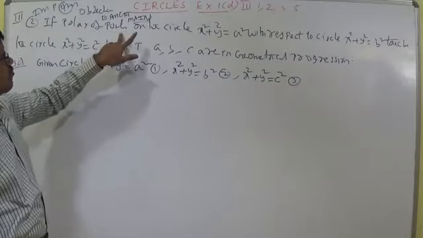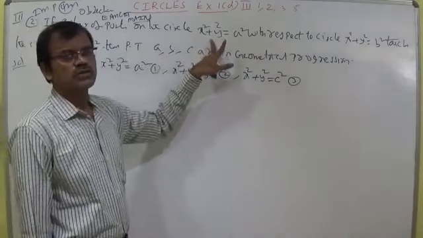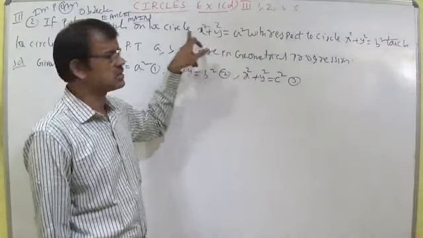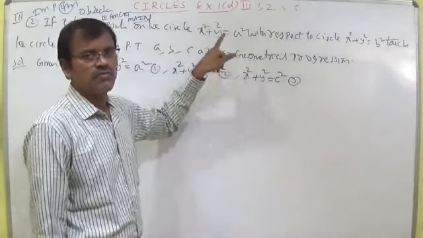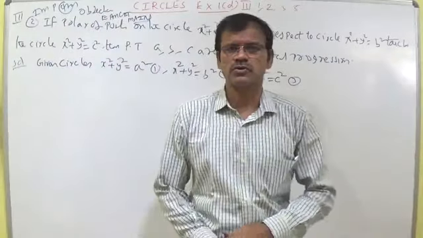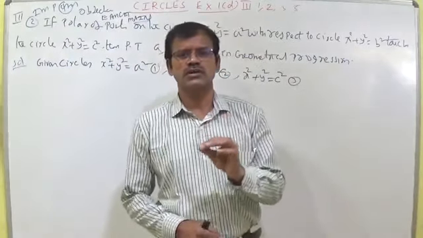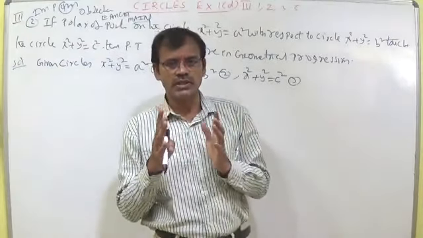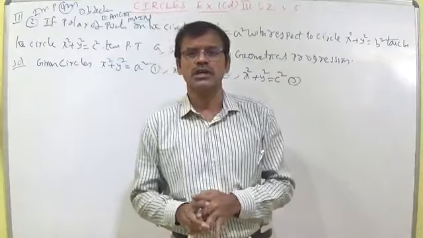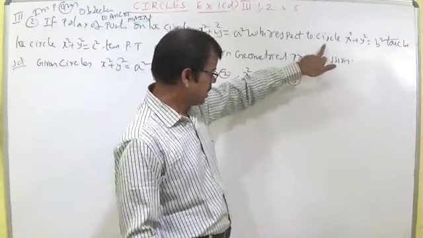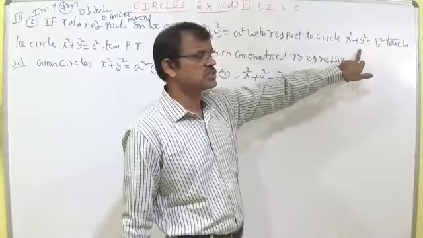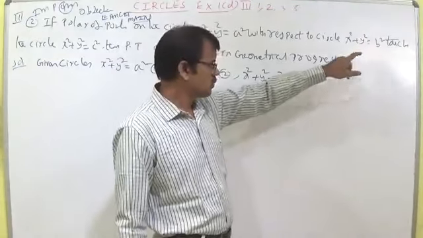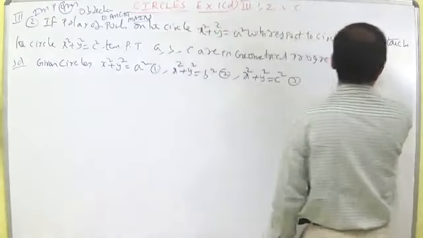If polars of points on the circle, so the polars on the circle means the point is on the circle. This is the polar of not this circle. Whenever he gives "with respect to", there you should understand that you should calculate the equation of polar. Yesterday also I said that whenever "with respect to" is given, then only you should calculate the equation of polar. So here you should calculate the polar of this circle. So polar of the second circle.